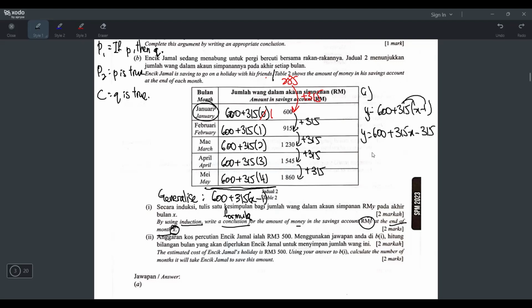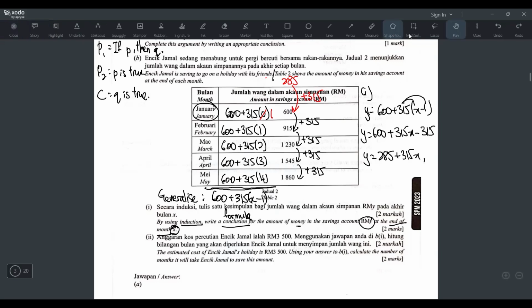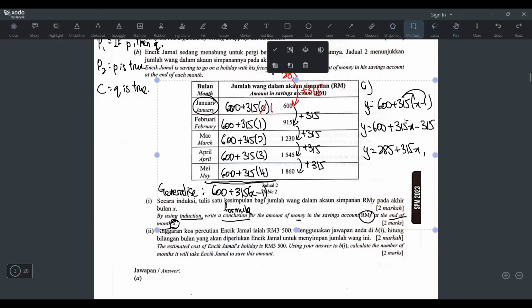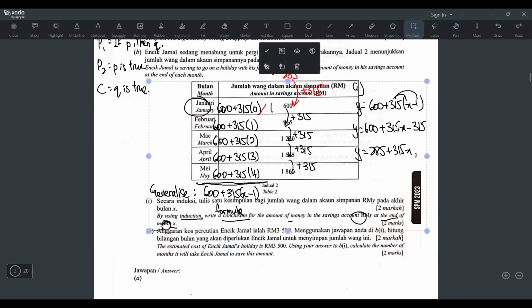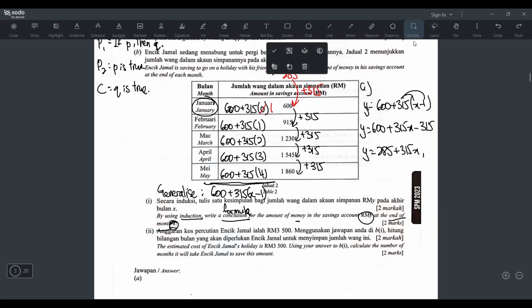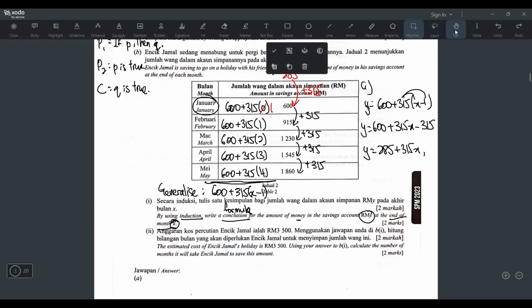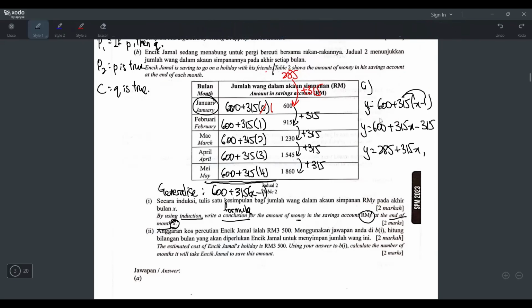This one just expand it. And then Y equals 600 minus 315, which is 285, plus 315X. And your X is, okay, let me make some space here. Okay, this one I'll just write down. So X is equal to, okay, so you sub with 1 first, right? Yeah, so 1, 2, 3, 4, 5.